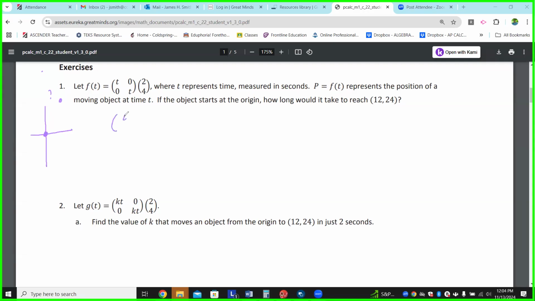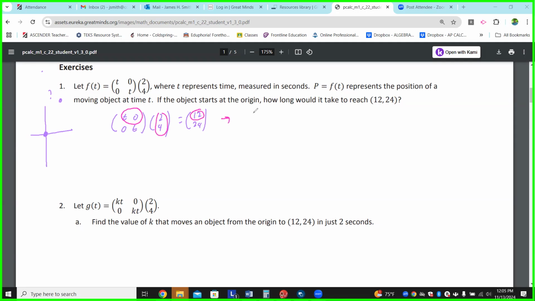So this is what's given to us: the matrix 2, 0, 0, 4 times the column t, 4... and then it tells us the answer is 12, 24. Again, we're just rewriting a coordinate as a 2x1 matrix. Now I need to figure out what t would be so that I can produce this answer. Using the matrix multiplication we did the last two days, we can do this row times this column, and then it would equal this number.